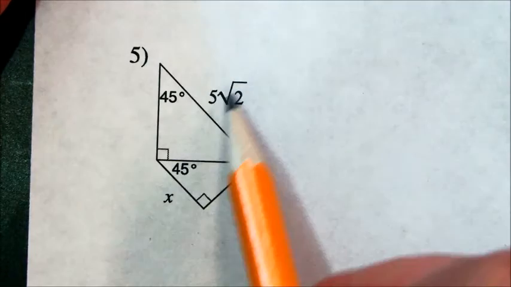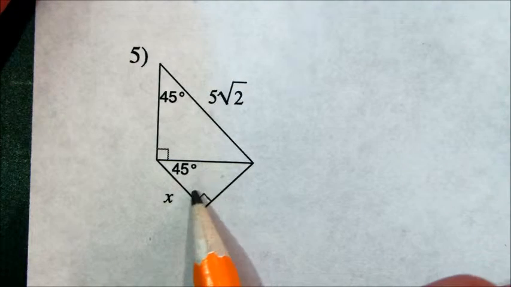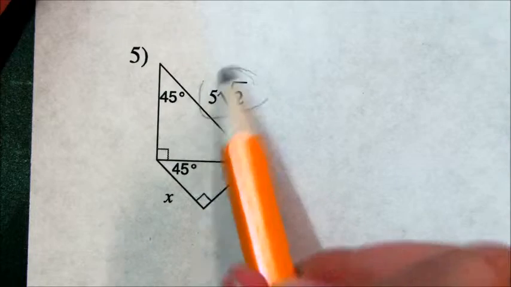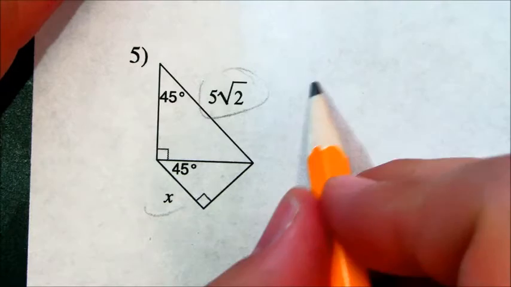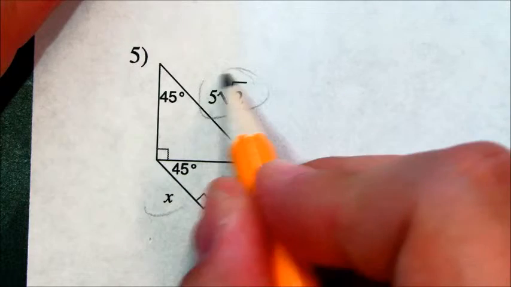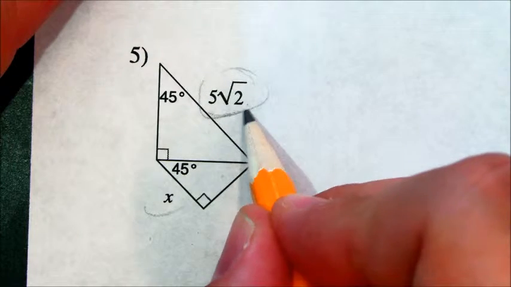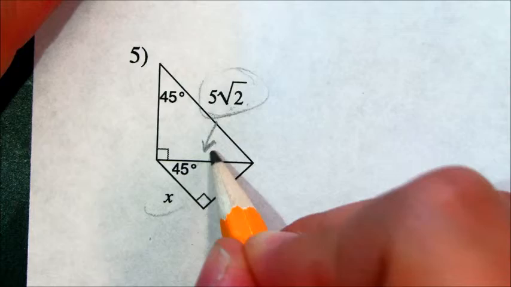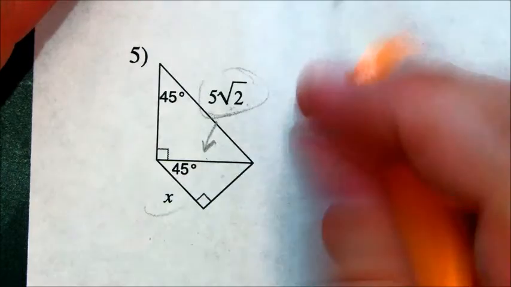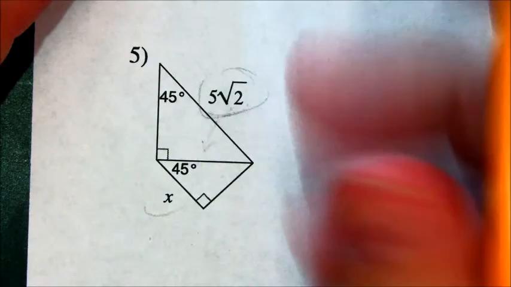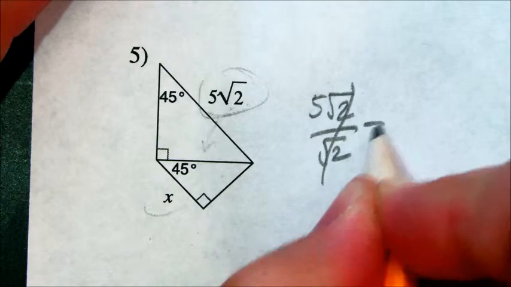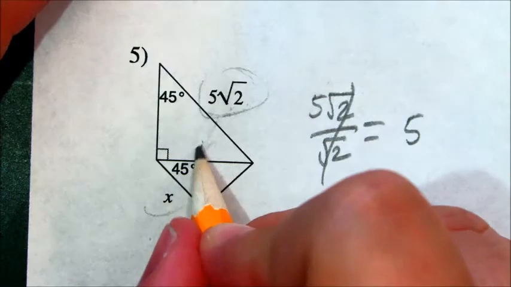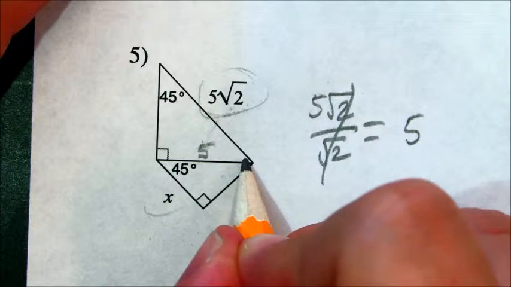Last example, I'm going to do two 45, 45, 90 triangles. Again, I'm given the hypotenuse, and I'm trying to find the leg of one of those triangles. Well, my hypotenuse is 5 root 2. First thing I'm going to do is find the leg of that larger triangle. To do that, I divide by the square root of 2. Now, obviously, those two square root of 2s are going to cancel out, and I end up with 5. So this leg of the larger triangle is 5.